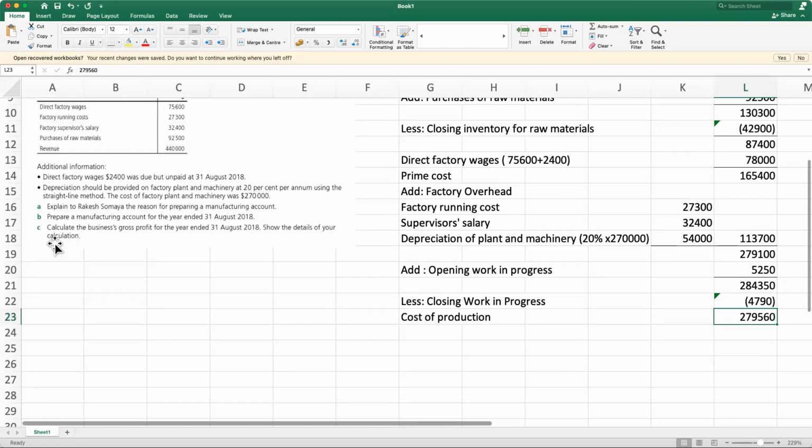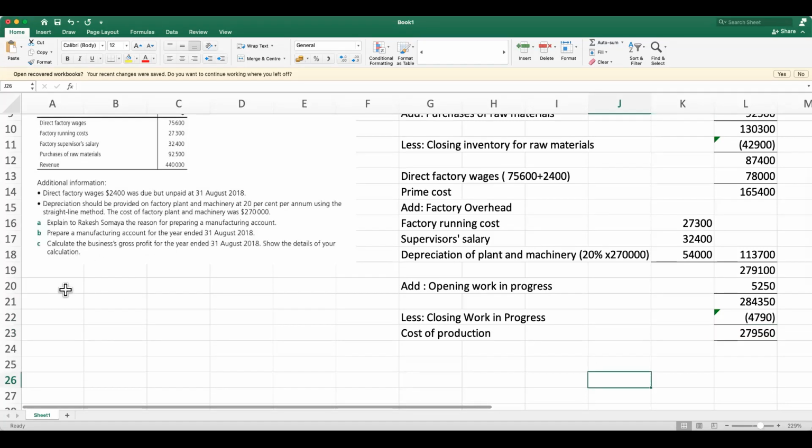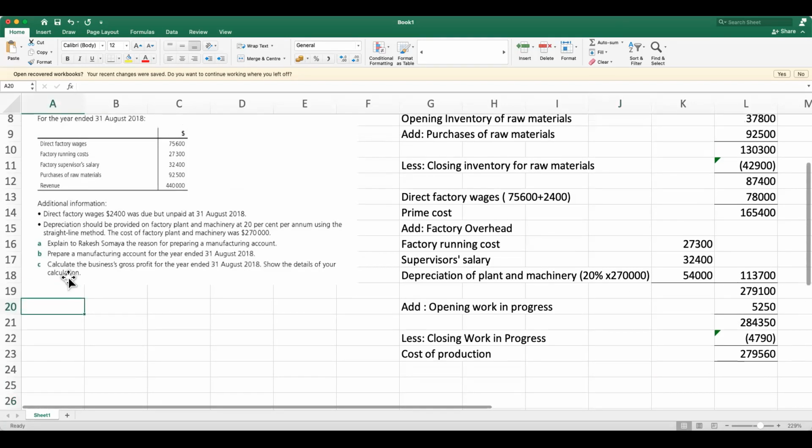So if you look at question C, they ask us to calculate the business's gross profit for the year ended 31st August. Show a detail of your calculation. So since this is a very simple one, I can just show it to you. We only need to do the trading part of your income statement. So income statement, I just need to use your revenue, means your total sales. Let's just put it here, 440,000. So remember, you need to less your cost of goods sold. So here, instead of less of cost of goods sold, you just say less cost of sales. This is a better term.